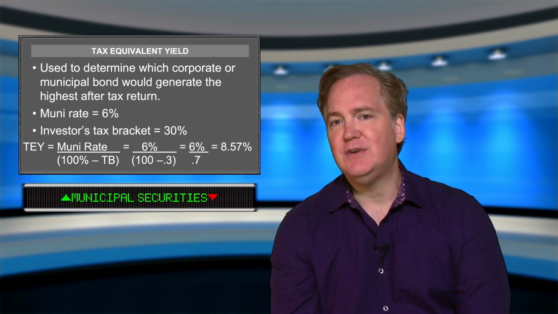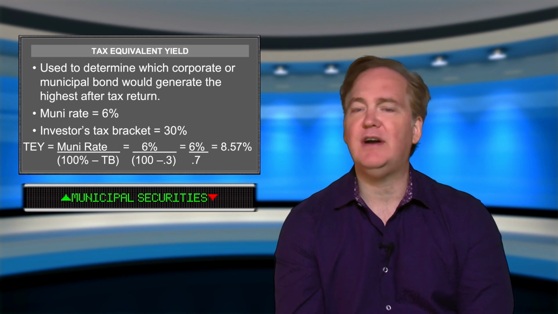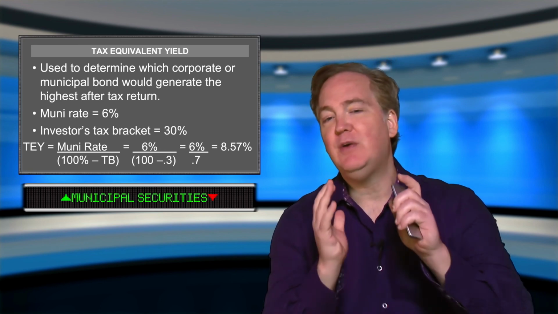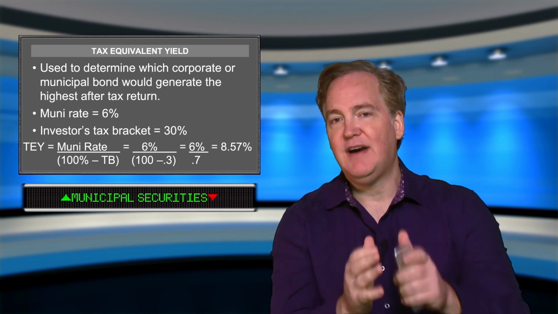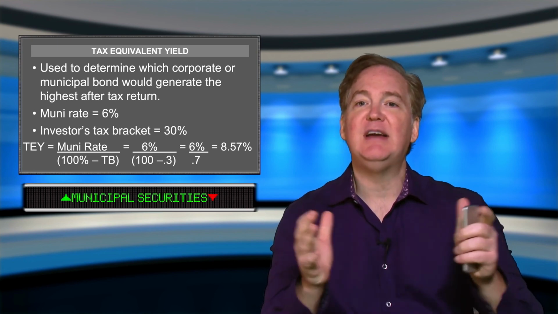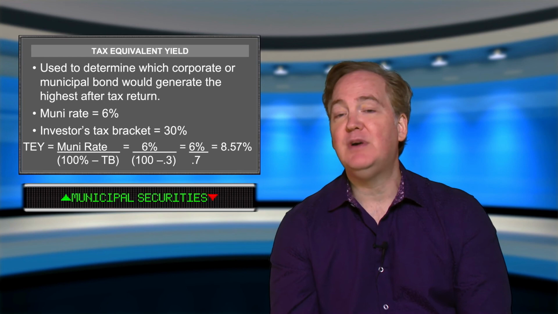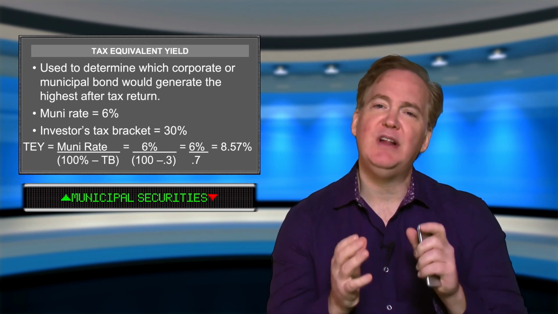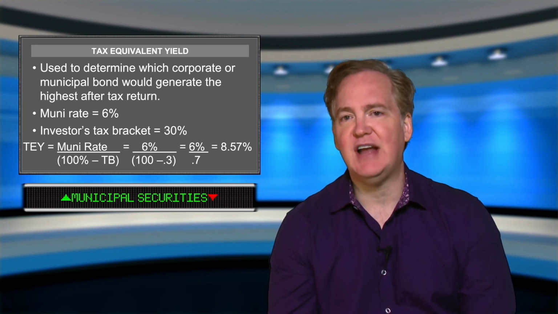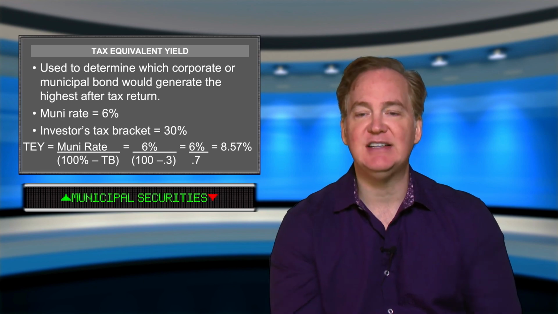Well, what we need to do is take that muni rate and divide it by 100% minus the investor's tax bracket. So here we have 6% divided by 100% minus 30%, and we end up with 6% divided by 0.7. We divide 0.7 into 6, and we realize that we would have to receive 8.57% on a corporate bond to be at the same place after taxes.